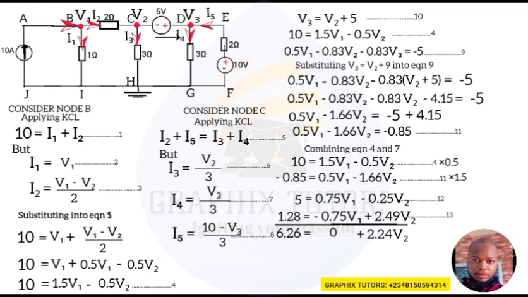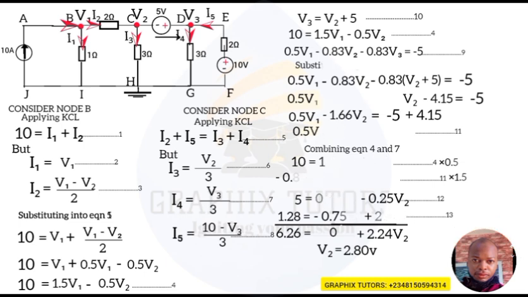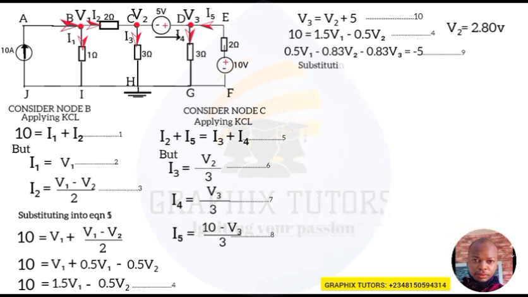Is that okay now? So my V2 will now be equal to 6.28 divided by 2.24. So my V2 will give me 2.80 volts altogether. Now substitute V2 equals 2.80 into equation 4. So my equation 4 is 10 equals 1.5 V1 minus 0.5 V2, right? When you put in your value, I will not write V2 now, I'll write the value of V2, which is 2.80.